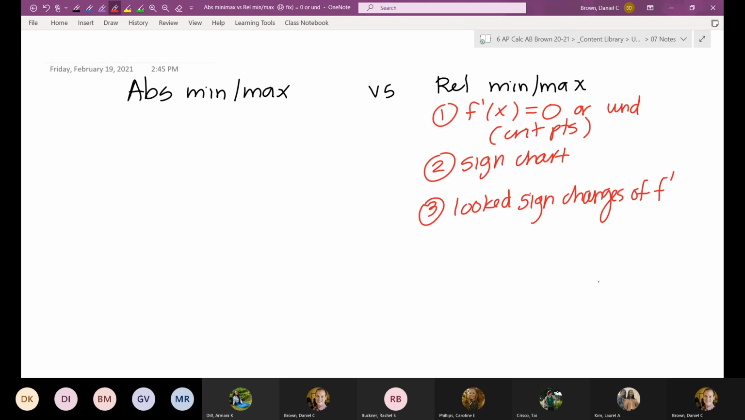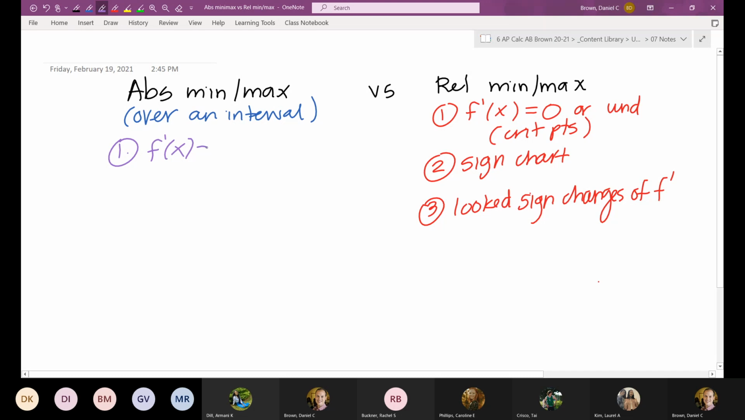I'm going to compare that to absolute minimums and absolute maximums. I will say in AP Calculus, we always will find an absolute minimum or maximum over an interval. So it never will be over the entire function. It'll be a clear starting value and a clear ending value. The steps, for everyone, either reviewing or brand new, start off the same. You're still going to find the critical points. You are still going to find when f prime of x is equal to 0 or undefined. But instead of making a sign chart, we do a candidates test.